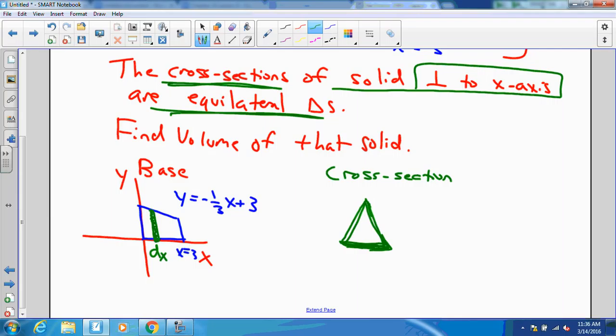Yes, sir? Why is it not a trapezoid? Why is the cross-section not a trapezoid? Because the cross-sections of the solid perpendicular to the x-axis are equilateral triangles. That's the way the problem is specified. It is hard to visualize, and that's why I don't recommend trying to visualize the whole thing.